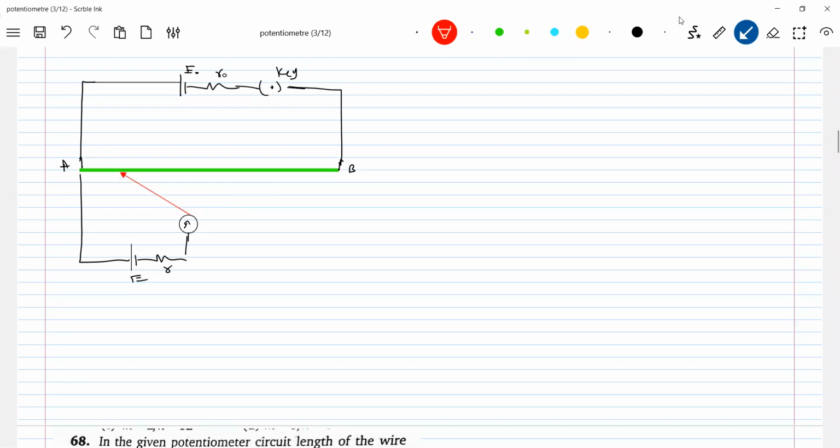Now what happens if I keep the jockey near to the point A? Tell me how the direction of current will flow. In what direction the current will flow? I will write the terminals here. I'll give the name for terminals: A, B.